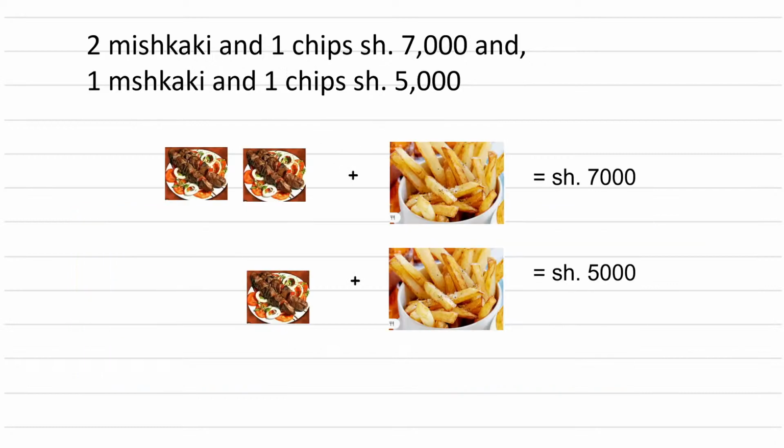So we could write all those words in terms of equations. So I've got two mishkaki like that and one portion of chips. So I could say 2m plus 1 chips equals 7,000. And I could write that 1 mishkaki plus 1 chip is equal to 5,000. And then I would try to solve these two simultaneously in order to find the price of 1 mishkaki and the price of 1 chips. Okay?